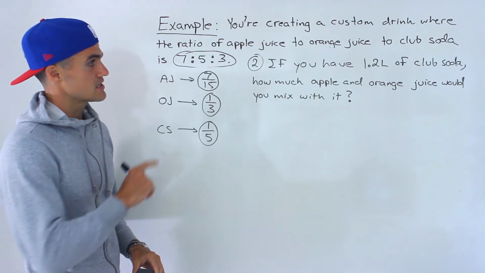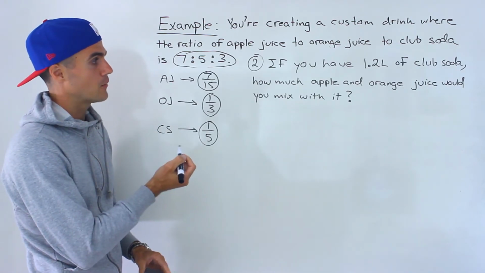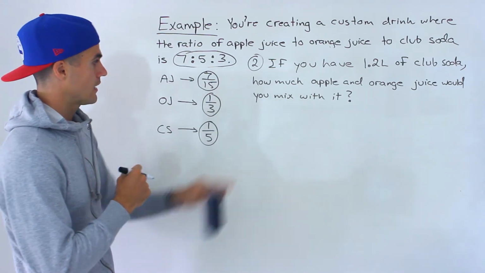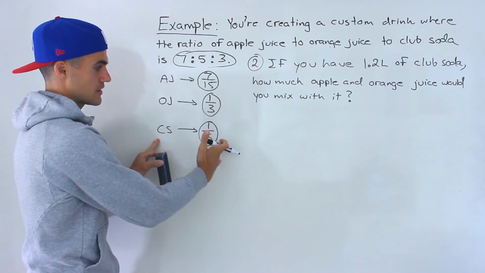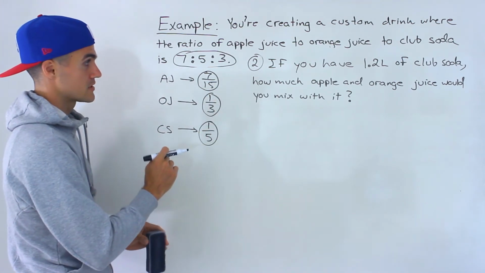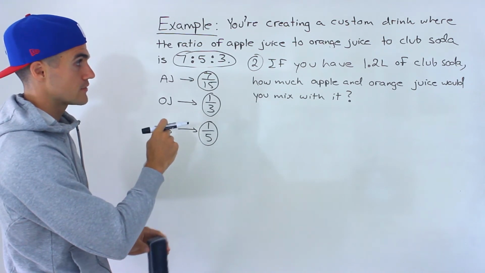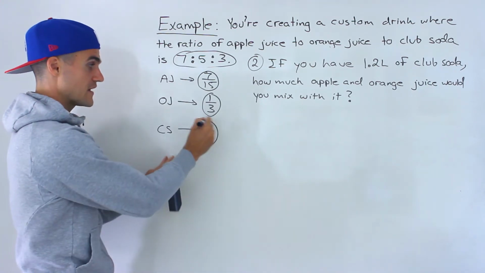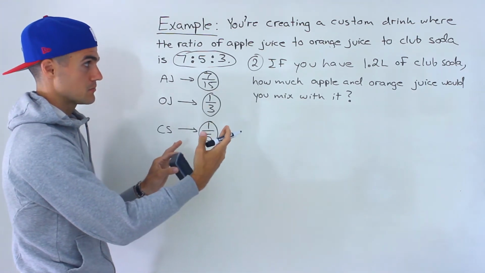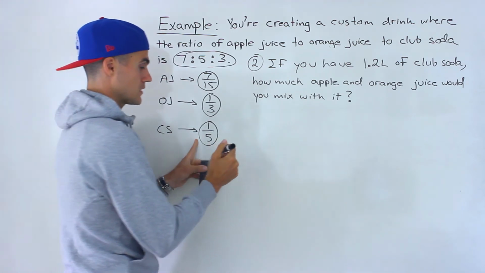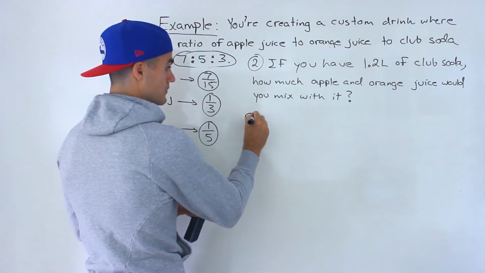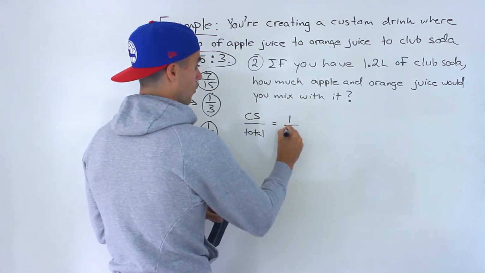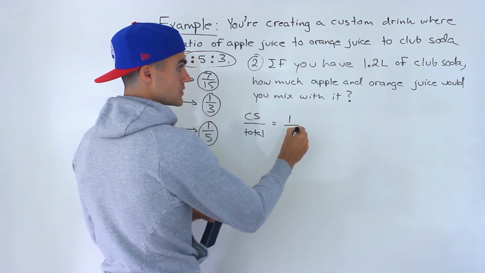Now number 2 says if you have 1.2 liters of club soda, how much apple and orange juice would you mix with it? So for this question again, I'm going to use those fractions, those percentages that we came up with for the components. And in this particular case, we're told that the drink's going to have 1.2 liters of club soda. And we know that 1/5 of the total drink is always going to be club soda. So what we can do is we can use this ratio. So we got the club soda to the total is 1 over 5. It's always going to be in that ratio.